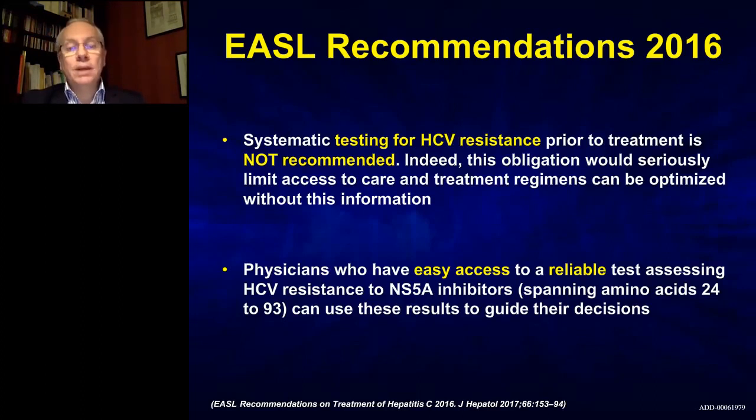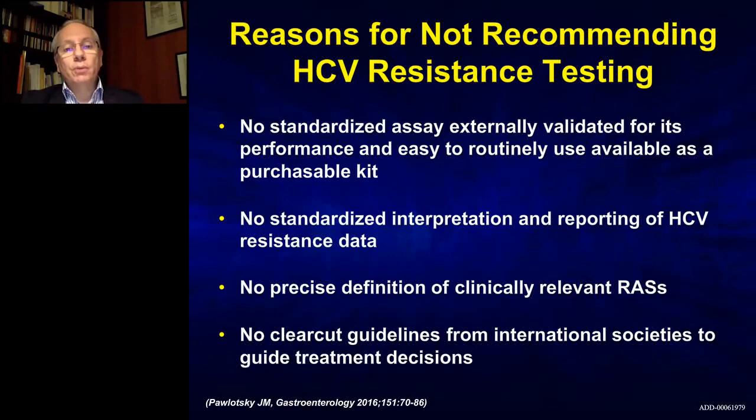It is very important, and when we discussed the EASL guidelines, we estimated that making resistance testing an obligation would mean that the vast majority of physicians worldwide would not have access and would not treat patients. Knowing that it's possible to optimize therapy, as I will show in a second, it is not necessary to do it. However, what is not recommended is not forbidden, and if some physicians have easy access to a reliable test assessing HCV resistance to the NS5A inhibitors, then they can use these results to guide their decisions. The EASL guidelines provide guidance for people who do not have access to resistance tests and for people who have access to the resistance test.